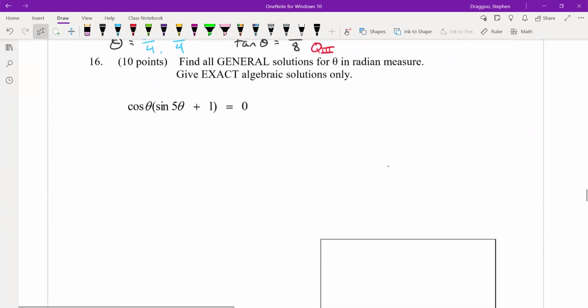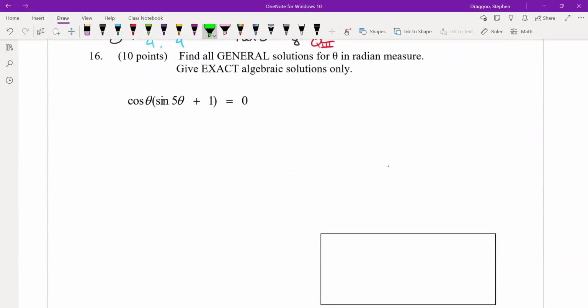The next problem down is going to ask for all general solutions for theta. So this time we are not limiting ourselves to just being stuck between 0 and 2 pi. So we'll instead get our solutions in terms of plus 2k pi and leave that as our answer. So again, find all general solutions for theta means we're looking at all solutions between 0 and 2 pi, and then anything coterminal to those solution angles.